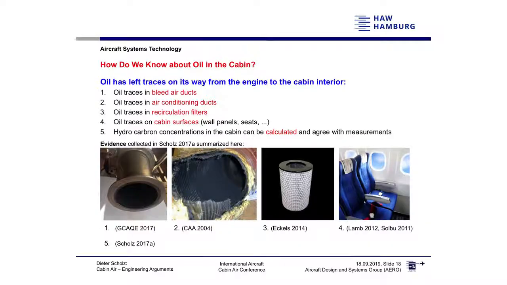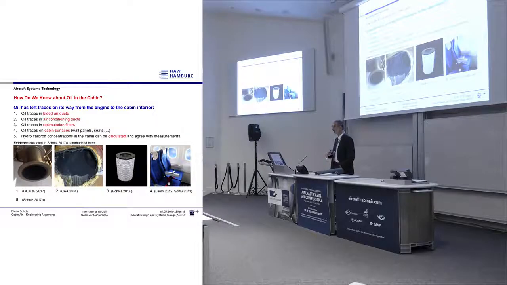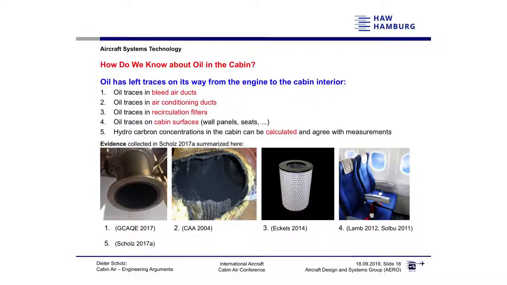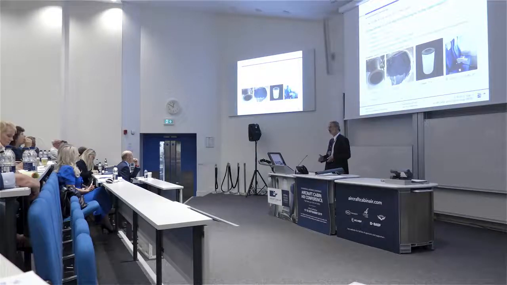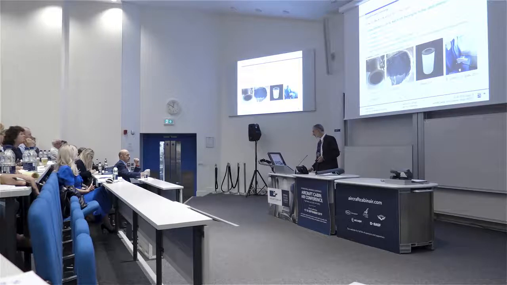Now, this is the part where I say we have so many detailed things, and then I think we are maybe losing the picture, and it's very important to say, how do we know that there's evidence that something is wrong? When air and oil comes from the engine, we have picture one, oil traces in the bleed air ducts, and then we have this famous picture where we have it in the air conditioning ducts, and then it's being found in the recirculation filters, and it's found on cabin surfaces. In addition, the hydrocarbon concentration can be calculated, as I've shown 2 years ago, and this is the equation to remind you.